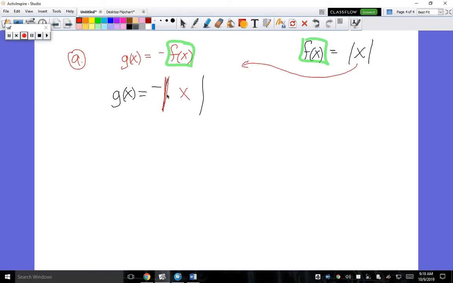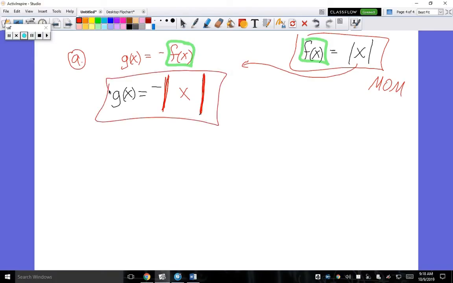So the negative of the parent. Think about this being, let's say, your mom, like the parent function, the mother function, and over here, this is you. You're the alteration, the transformation of the parent. So you tell me, this is the only thing that's different right now. It could be the color of your eyes.